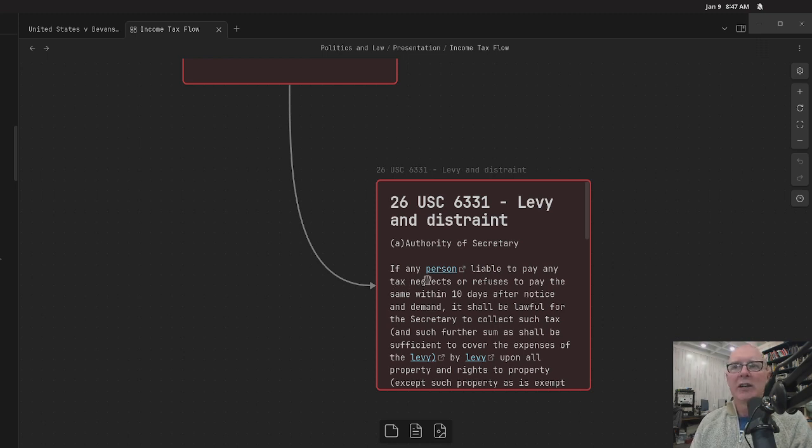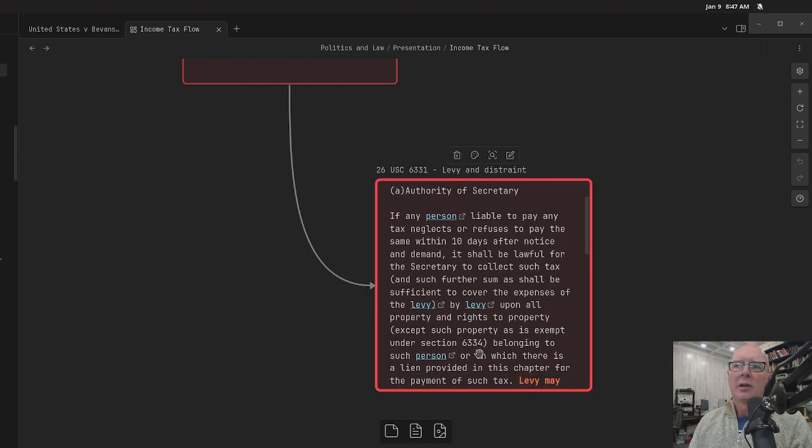So in conclusion, if any person liable to pay, you have to be liable to pay any tax, neglects or refuses to pay the same within 10 days after notice and demand, it shall be lawful for the secretary to collect such taxes and such further sum as shall be sufficient to cover the expenses of the levy, by levy upon all property and rights to property, except such property as is exempt under section 6334 belonging to such persons, or to which there is a lien provided in this chapter for the payment of such tax.